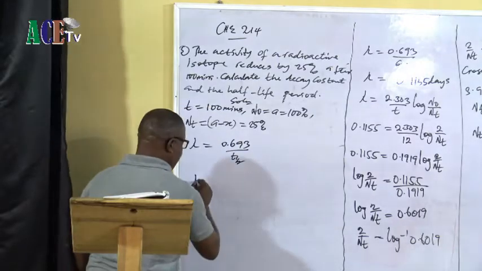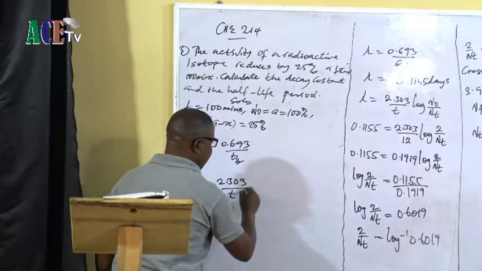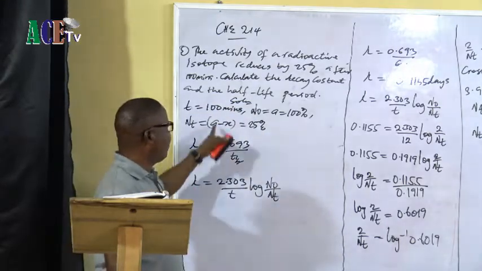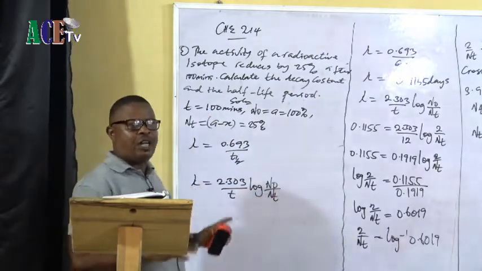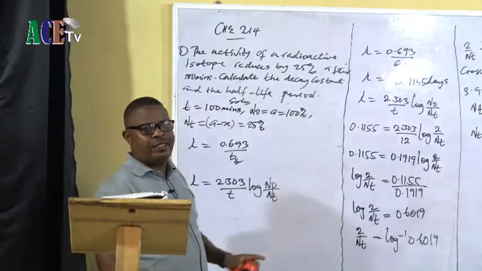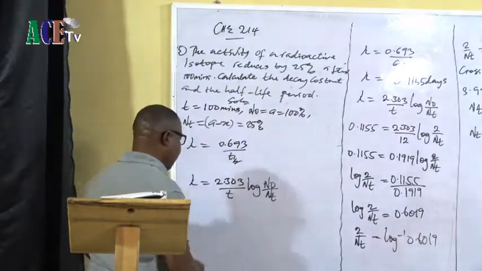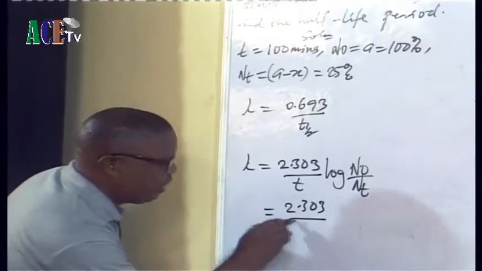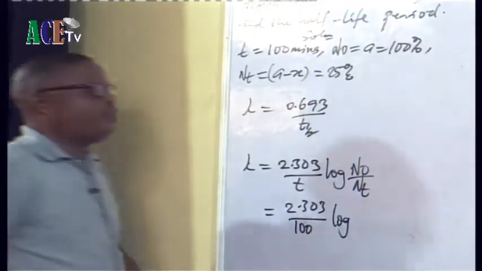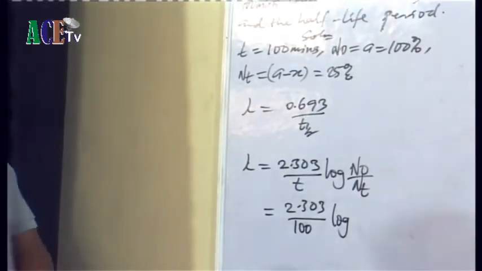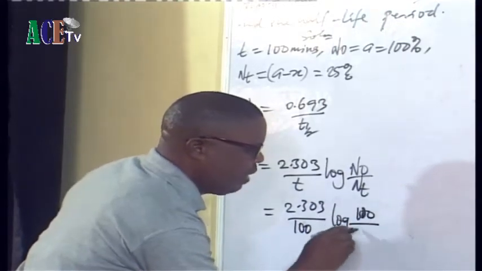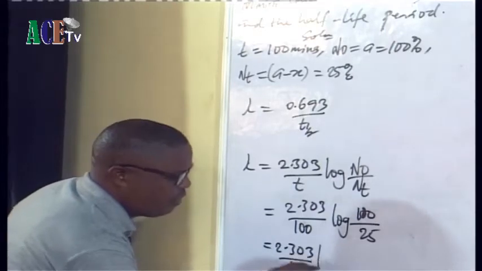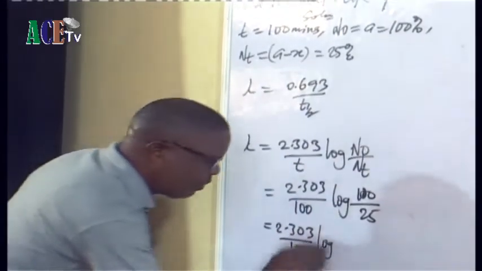There is another formula which says lambda is equal to 2.303 all over T logarithm of N0 all over NT. With this, we know our time from the question. We know N0, which is the original mass of the isotope, and we know our NT, which is the mass remaining after time T. So this is equal to 2.303 all over T. Our T is given as 100 minutes. Then logarithm of N0 all over NT. Our N0 is 100 and NT is 25. So this will be 2.303 all over 100 logarithm of 100 divided by 25, which is equal to 4.